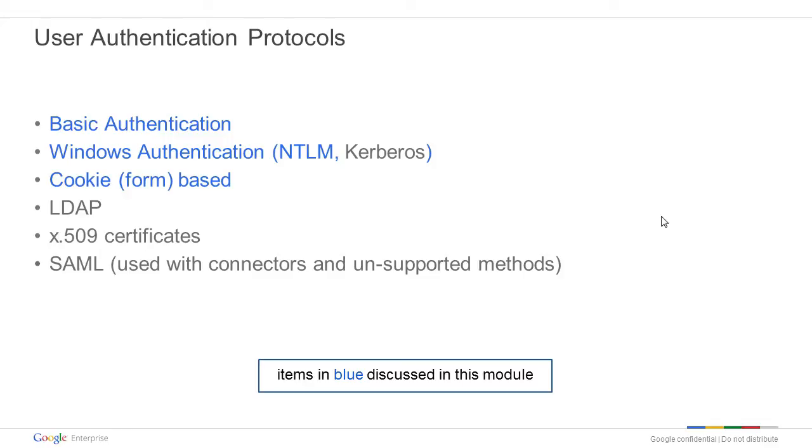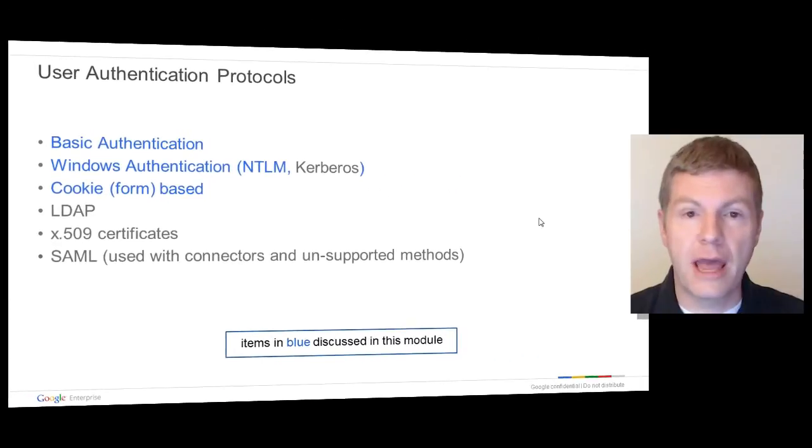Silent authentication through a single sign-on agent is also supported. This might use HTML forms or Windows Authentication. If the user is already authenticated through SSO, the user's token can be passed automatically to the GSA. The items in blue are the most commonly used authentication mechanisms, and they're the ones we're going to specifically look at in this session.